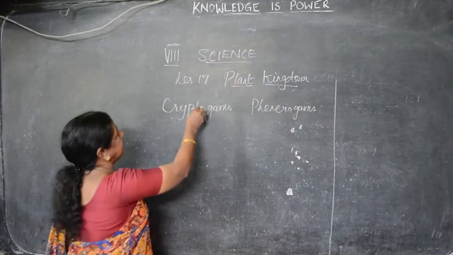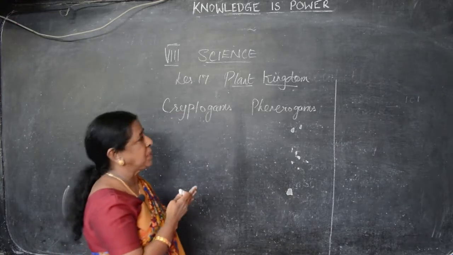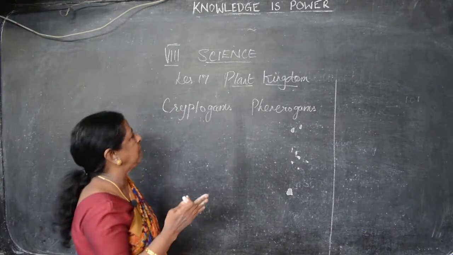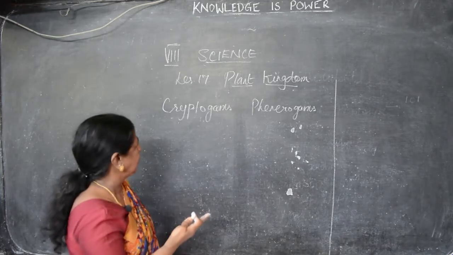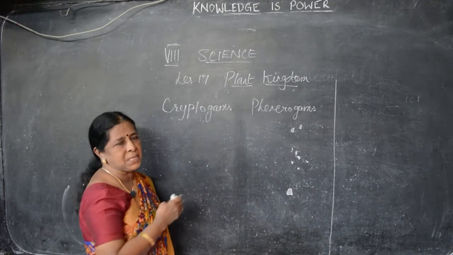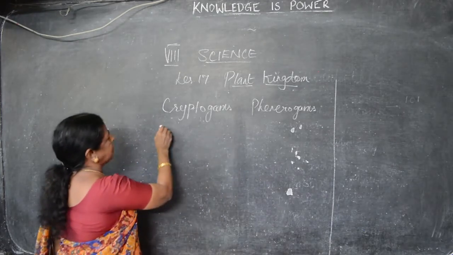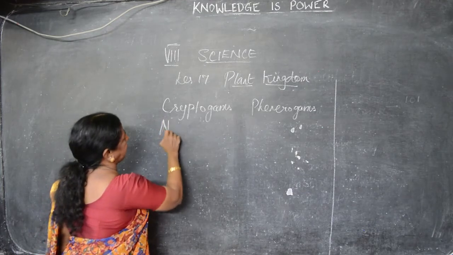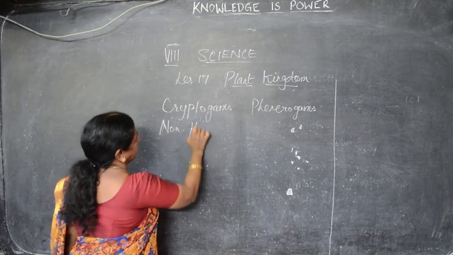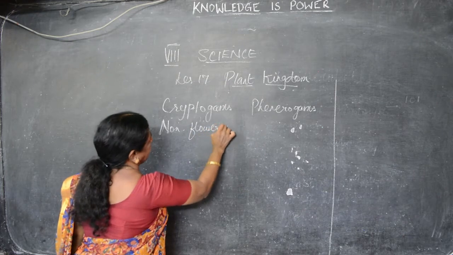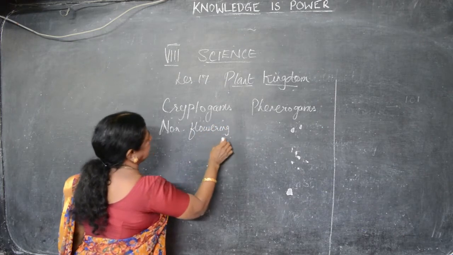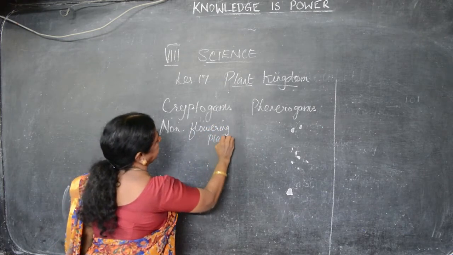Children, this is for 8th standard. Already we have taken the lesson plant kingdom. Under the plant kingdom, we can divide the plant kingdom into two. One is cryptogams, other one is phanerogams. The cryptogams we have seen already, that is non-flowering plants. Under the non-flowering plants, we have seen three divisions.